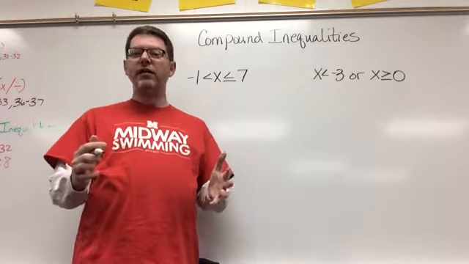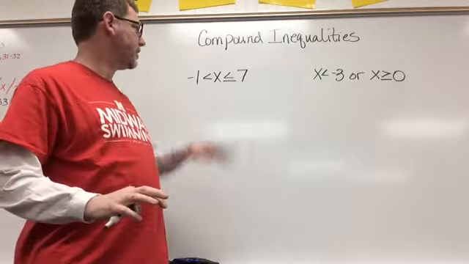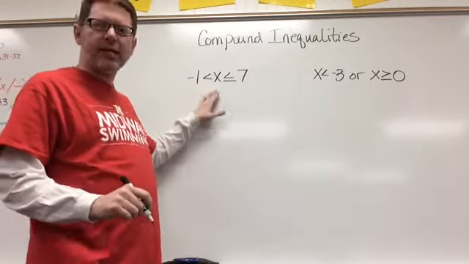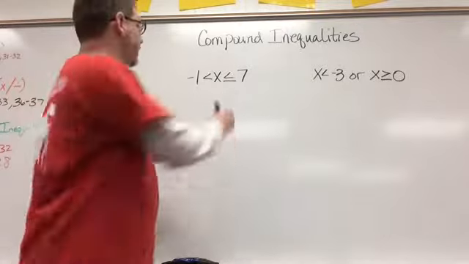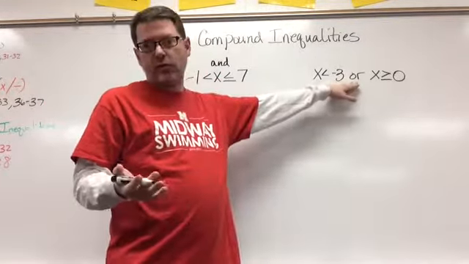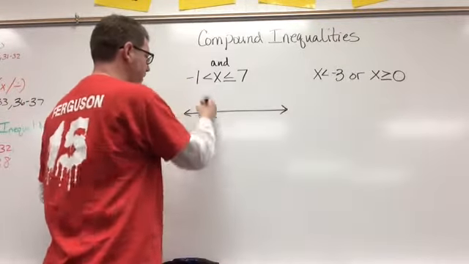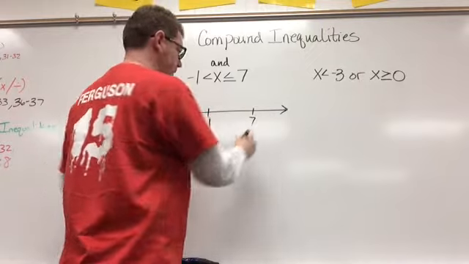So just for fun, let's do 2 more examples on how we would do this. Now this one I know is an and statement because it's written all as one statement. So I'm going to go ahead and identify that as and, and this one is or because it says or. So let's graph this. I'm going to draw my number line. I know I've got a -1 and a 7.